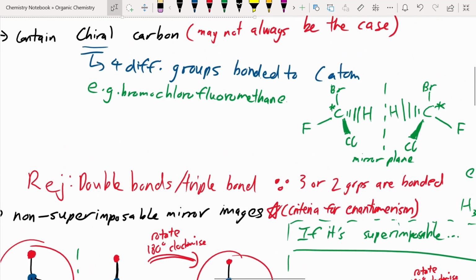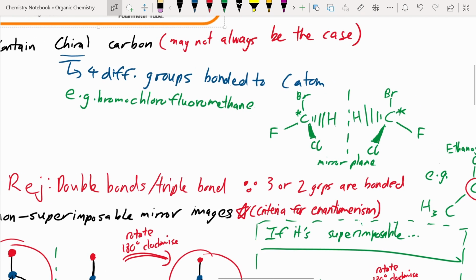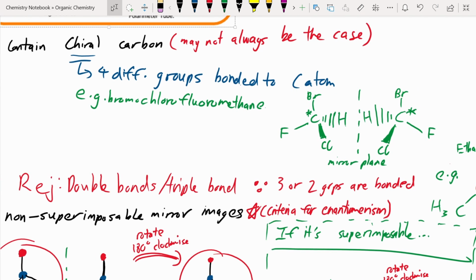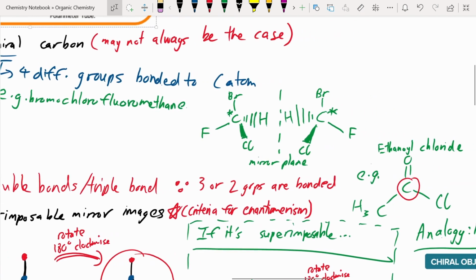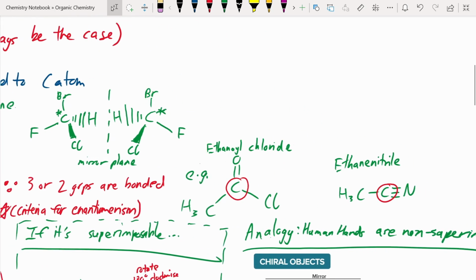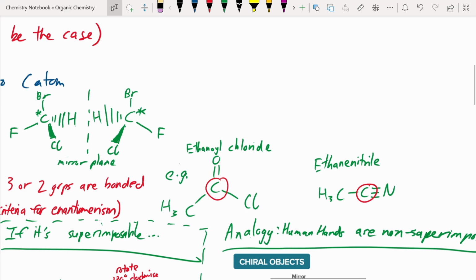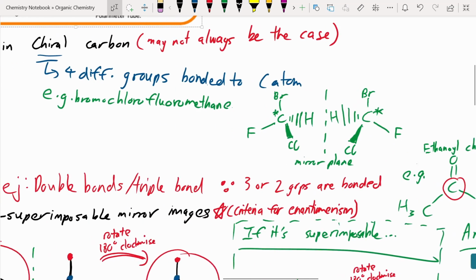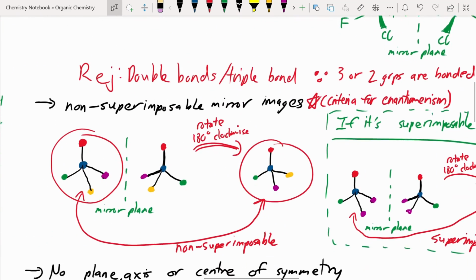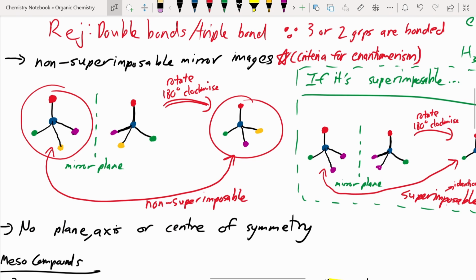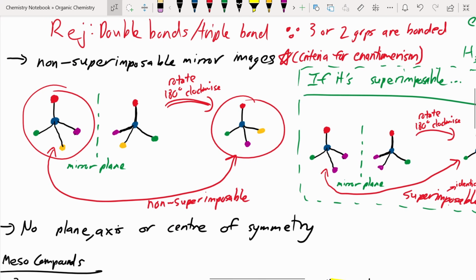Also just a warning that we do not accept double bonds and triple bonds because only three or two groups are bonded to the carbon atom, as seen from the example of ethanal chloride and ethane nitrile. Okay, then they also have non-superimposable mirror images.